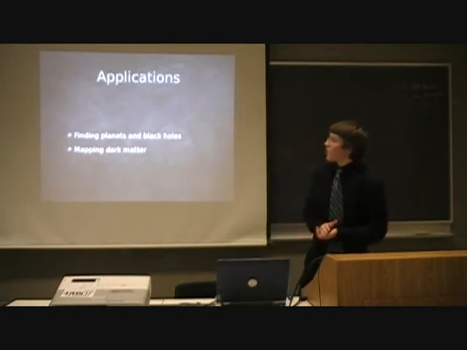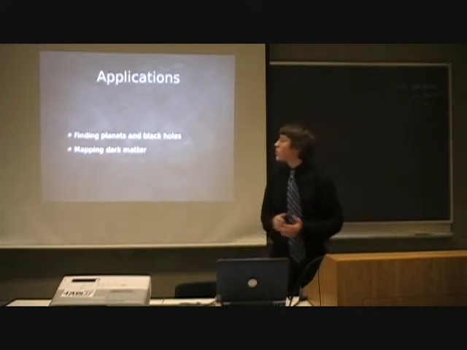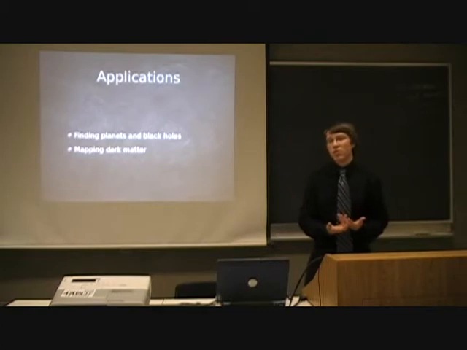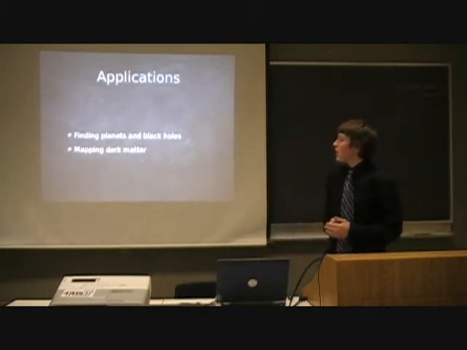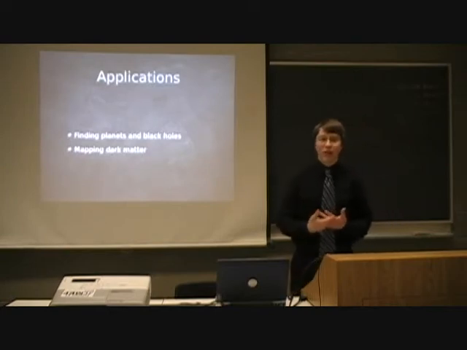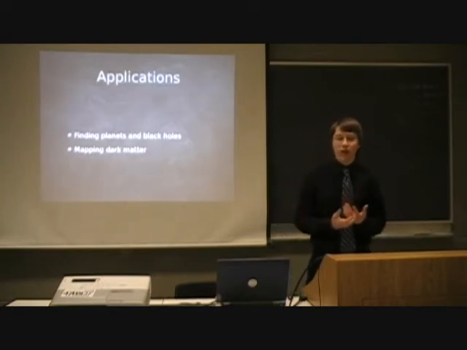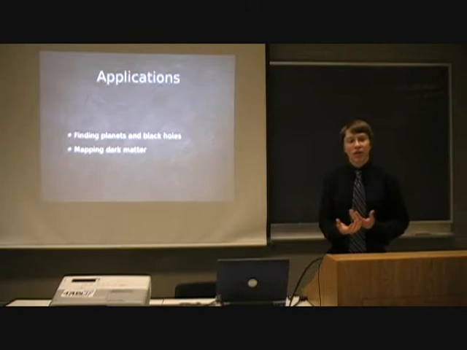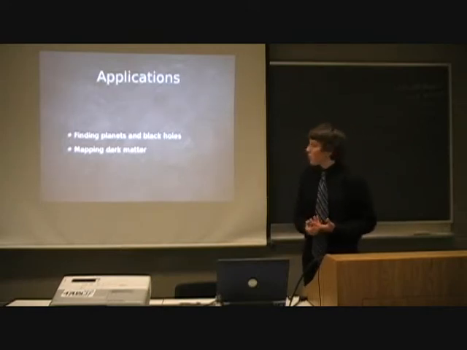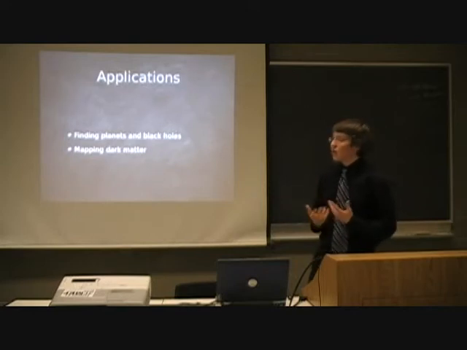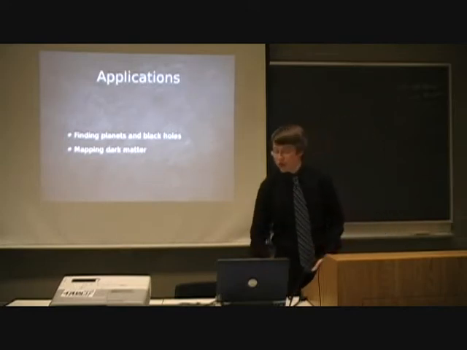So other than making some really cool pictures, what can we do with gravitational lensing? It turns out gravitational lensing is a powerful tool for finding objects in space that you wouldn't be able to see directly. Specifically, planets and black holes. As well, it can be used to map the dark matter in our universe.